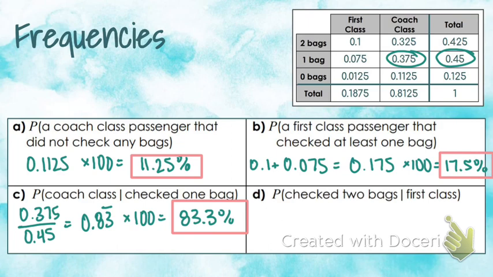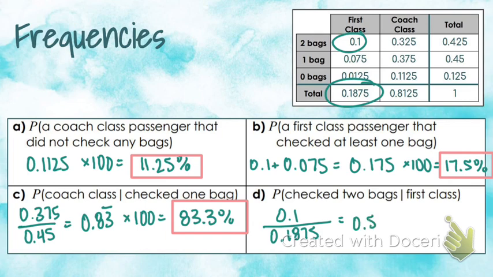All right, so now we want people that check two bags if we know they're in first class. So if we know they're in first class, we have this many choices, so 0.1875. And we want to know out of those how many checked two bags, 0.1. When we do this division, we get 0.53 repeating. Then we multiply that by 100 to get a percent, and we get 53.3%.